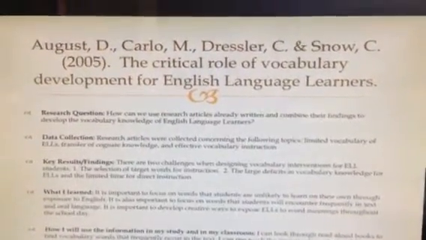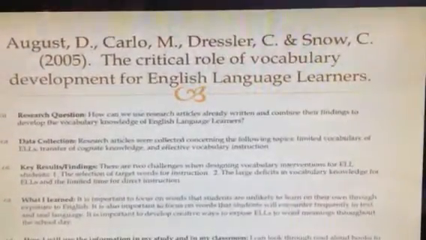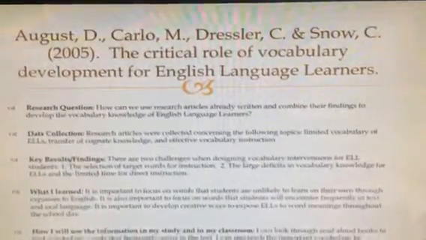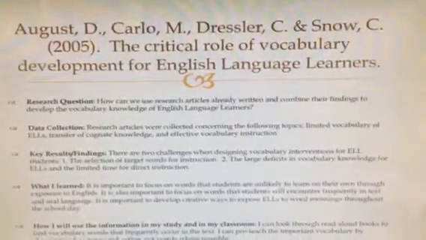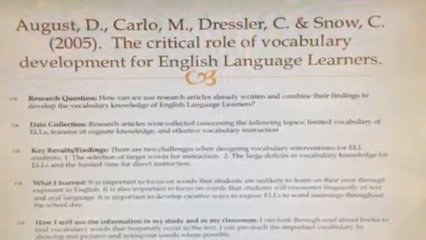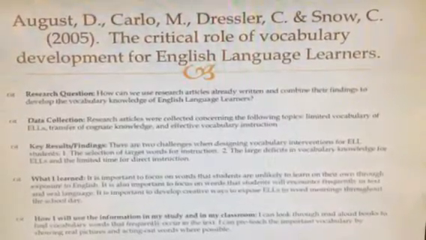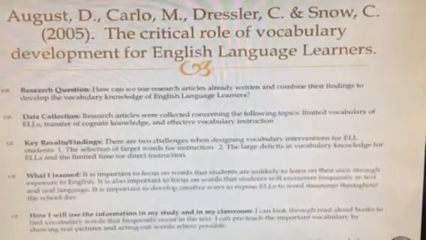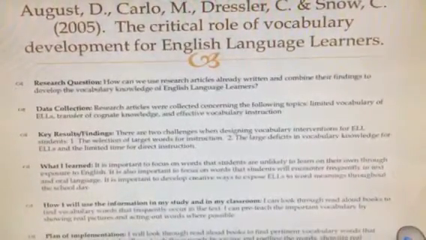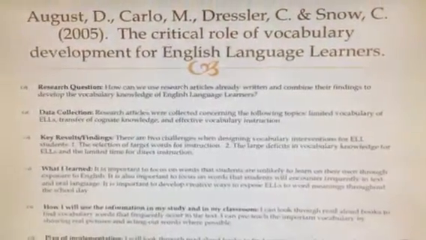The first article I used for my study asked, how can we research articles already written and combine their findings to develop the vocabulary knowledge of English language learners? Data collection included research articles collected concerning the following topics: limited vocabulary of ELLs, transfer of cognate knowledge, and effective vocabulary instruction. Key findings were that there are two challenges when designing vocabulary interventions for ELL students. First, the selection of target words for instruction. Second, the large deficits in vocabulary knowledge for ELLs and the limited time for direct instruction.